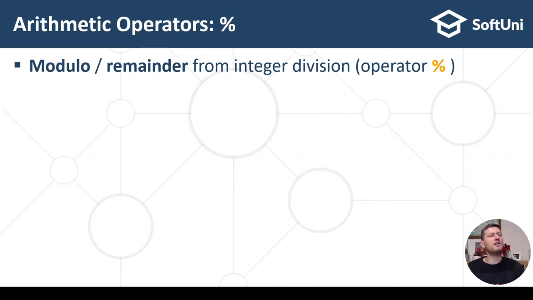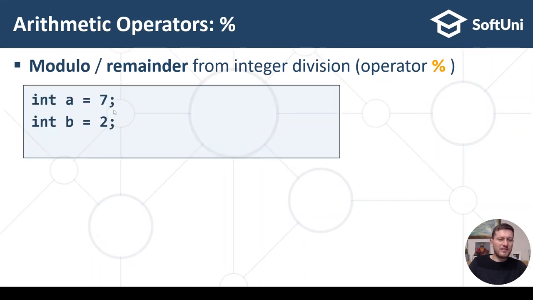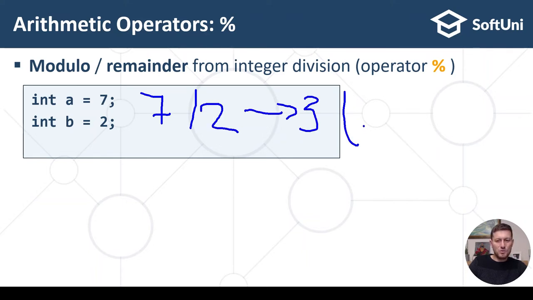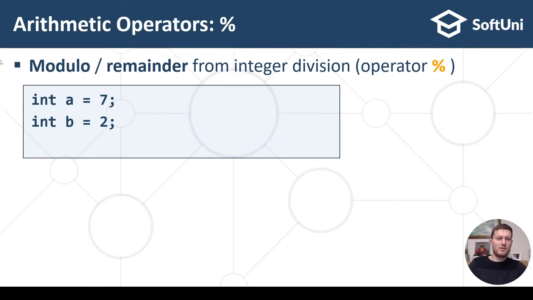Finally, I'll talk about the most complex, maybe, arithmetic operator called percentage, or modulo, or remainder. It calculates the remainder from integer division. I'll show you how this works. If we divide 7 by 2, we have 3, and 1 as a remainder, because 3 multiplied by 2 is 6, and 6 plus this 1 remainder gives the source number 7. So this is how the modulo works in mathematics, in integral computations. So the modulo here is 1.